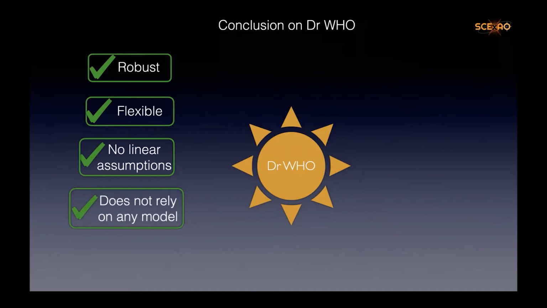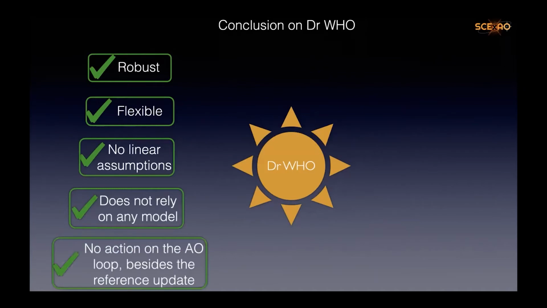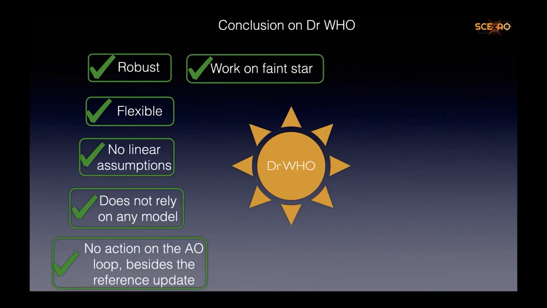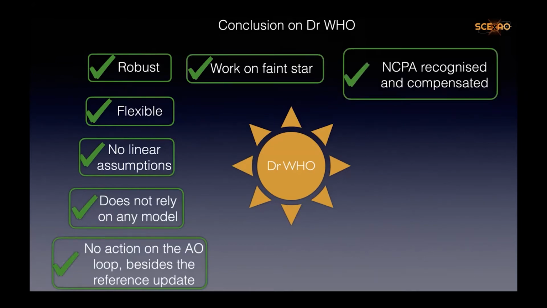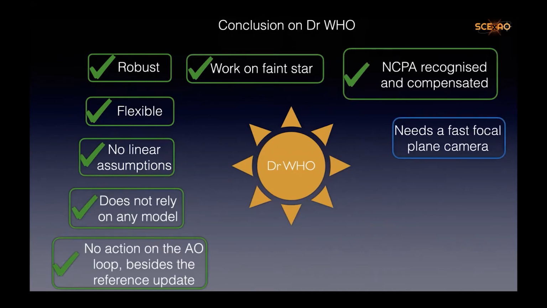Therefore, it can be used with other wavefront control techniques. There is no action on the AO loop besides the reference update, so it's very transparent to that. It works on faint stars, and non-common path aberrations are recognized and compensated for. The downside is that we do need a fast focal plane camera, which not all instruments have, and it needs fairly decent atmospheric conditions to be effective. Otherwise, it does not make things worse, but it doesn't necessarily improve them.